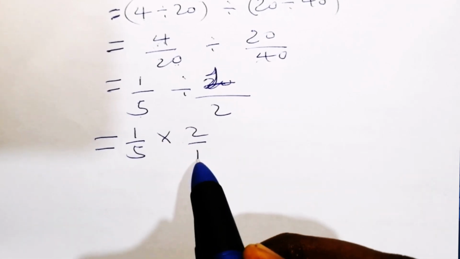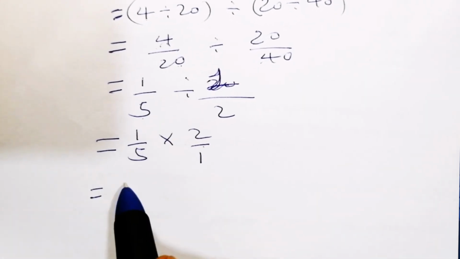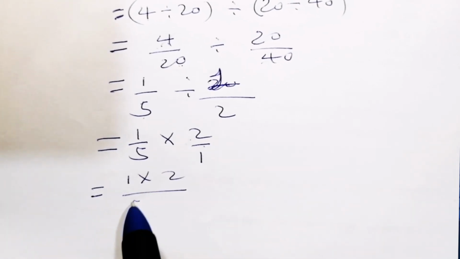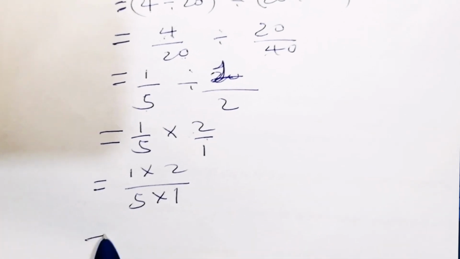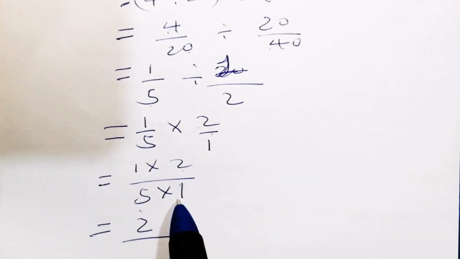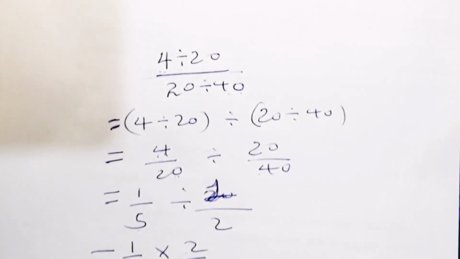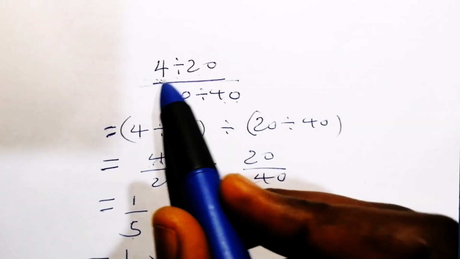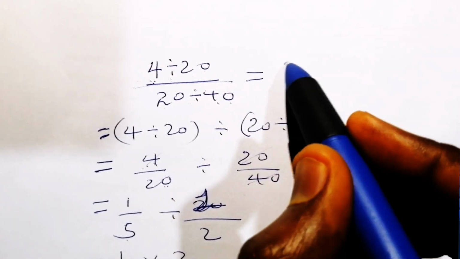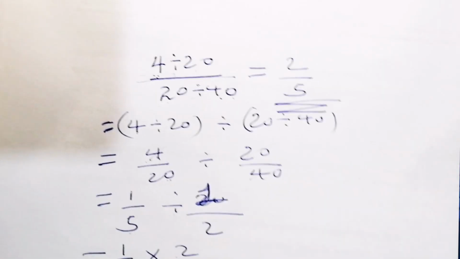times 2 over 1, because division is a reciprocal of what? Multiplication. Then which equals 1 times 2 over 5 times 1, which equals 1 times 2 means which is 2, and 5 times 1 means which is 5. Okay, therefore 4 divided by 20 over 20 divided by 40 equals 2 over 5. Okay, 2 over 5. See, this is the answer.